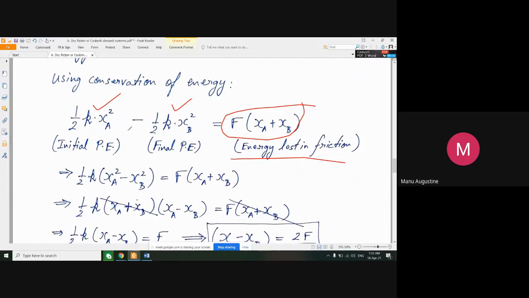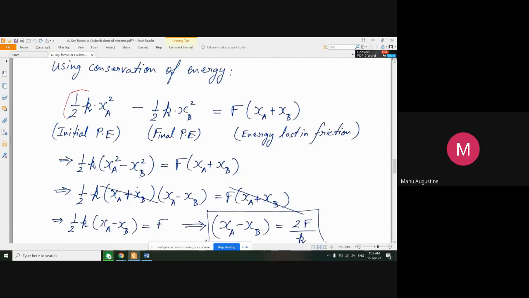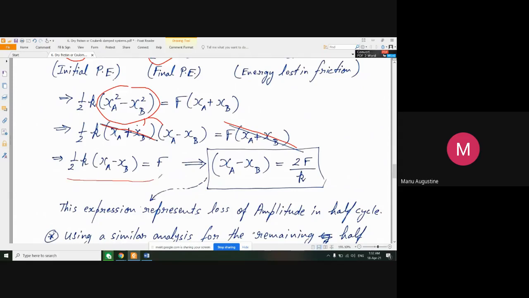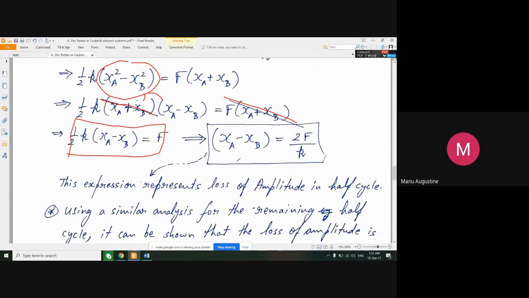इन दोनों को इक्वेट कर सकते हैं कि इनिशियल पोटेंशियल एनर्जी में से फाइनल पोटेंशियल एनर्जी माइनस करें तो इस एनर्जी लॉस के बराबर ही एनर्जी का लॉस हुआ है, और कहाँ गई एनर्जी? बस यही है, एक फ्रिक्शन ही है, एक दुश्मन हमारा जो कि एनर्जी खा रहा है. So using this equation, what I do is I take half k common in both of these expressions, और इसमें रह गया xA square minus xB square. इसका एक्सपेंशन होता है (xA plus xB) into (xA minus xB). फिर xA plus xB जो है वो दोनों साइड में कैंसिल हो गई, and eventually I am left with this thing. So what I say is xA minus xB is equal to 2F by k.